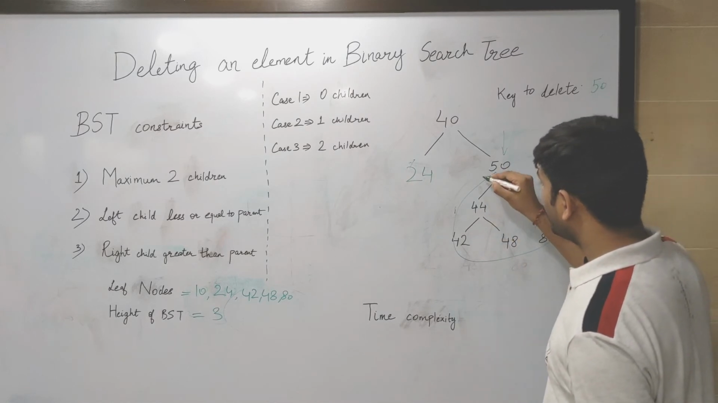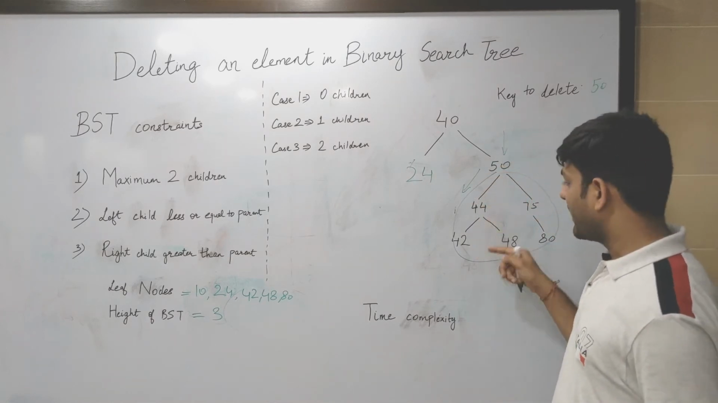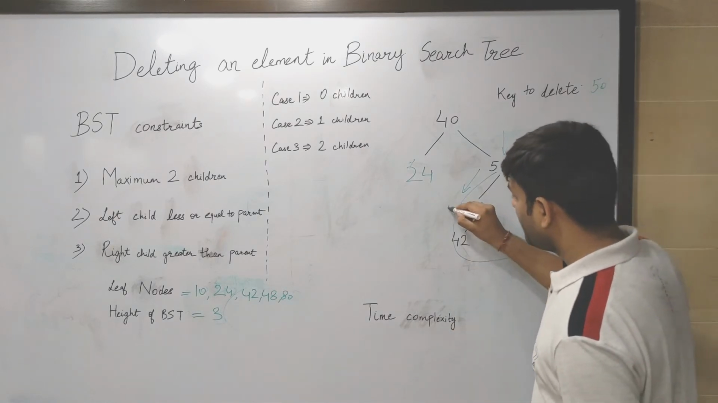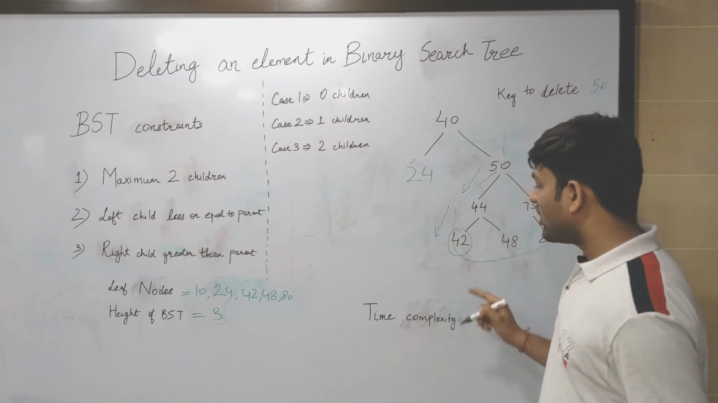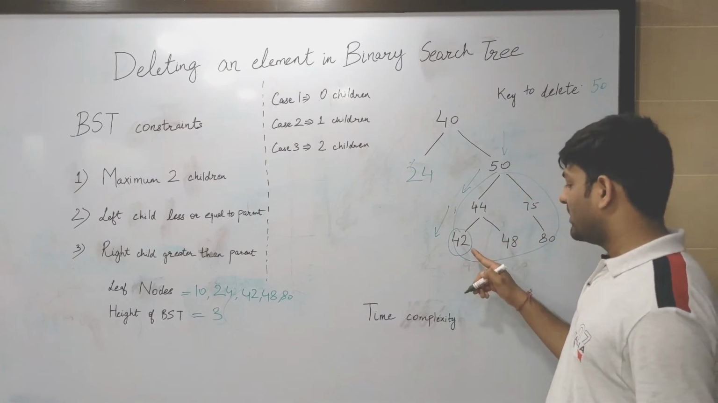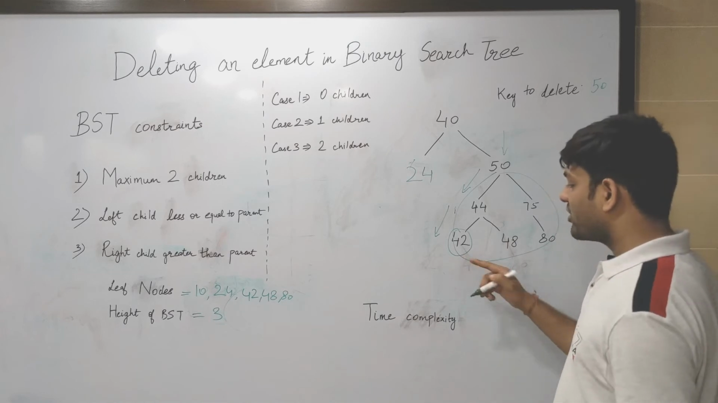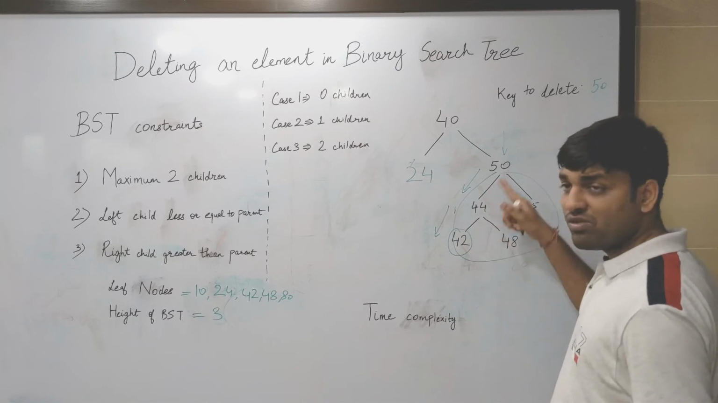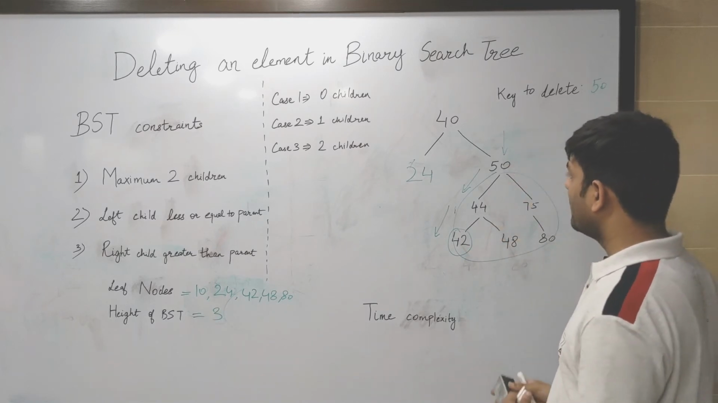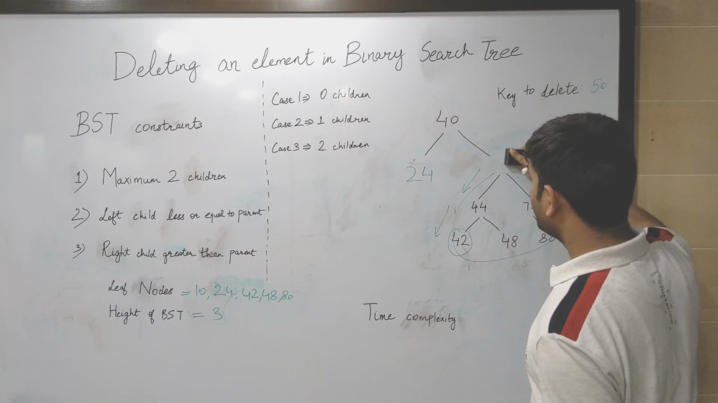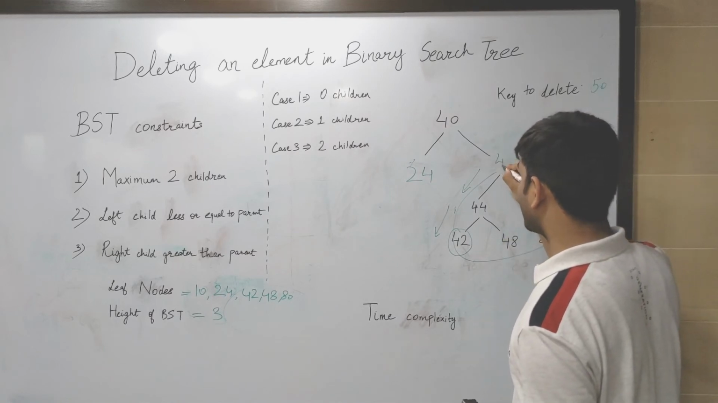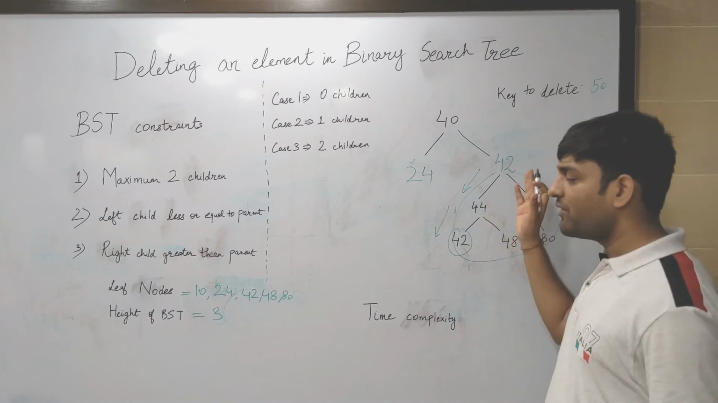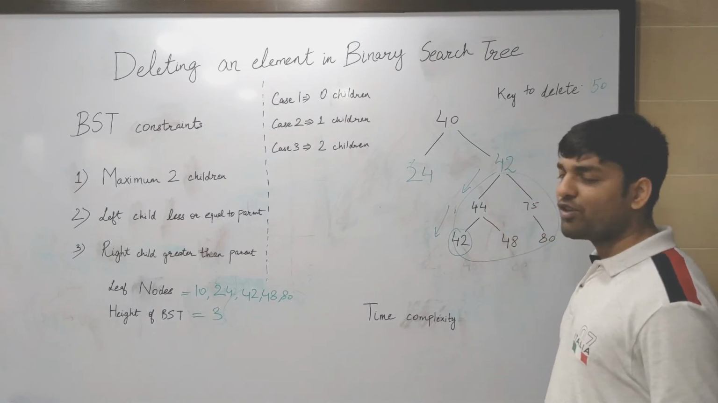In this case, we'll first move towards 44. Again, 44 has a left subtree, that means there exists a smaller element than 44. We go to 42. Now 42 doesn't have any child. So that means 42 is the smallest element. So what we'll do is we'll store the value of 42 in the node that we want to delete, which is 50. So now we'll remove 50 and store the value of 42. Now after removing 50 from this place, we'll simply delete 42.